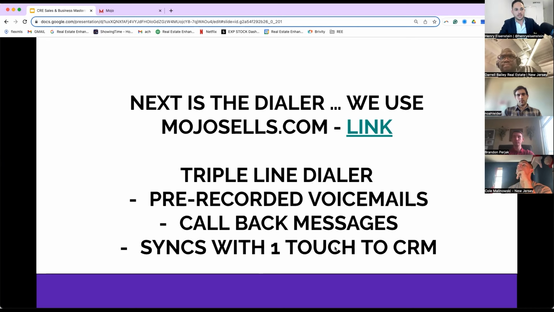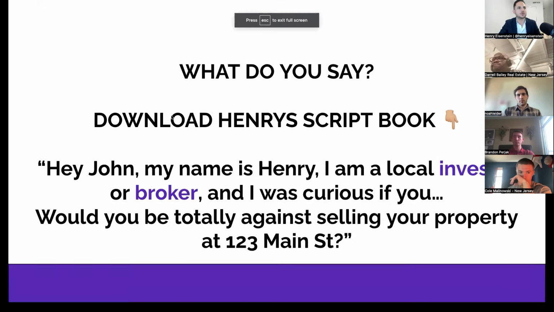And then there's also a one touch option because Mojo actually integrates with several different CRM systems. So it's a really cool, robust software, allows you to do a lot of things. The pre-recorded voicemails we're going to talk about right now. So what do you say?